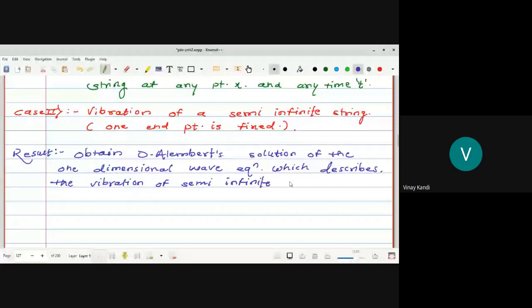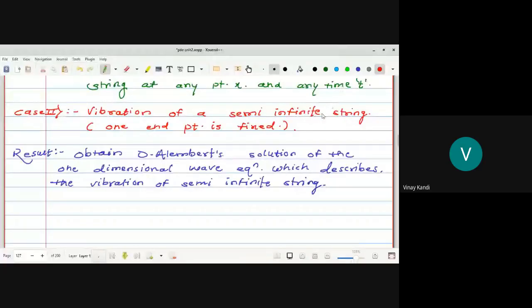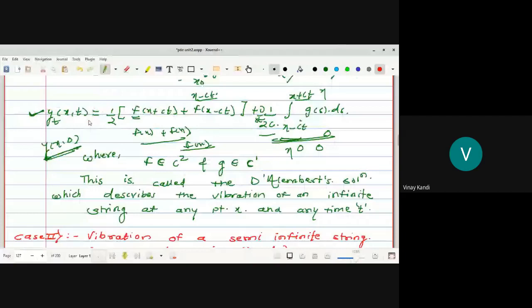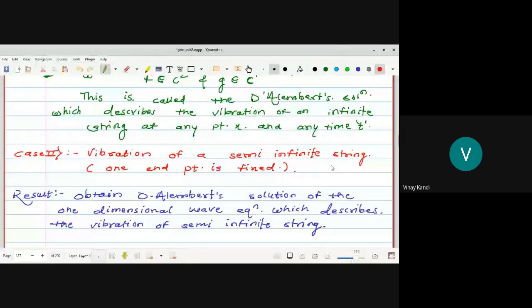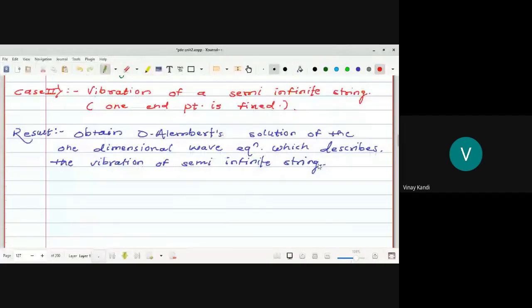Now look at the solution. By the previous case, we have the vibration of a string. The solution of the vibration of a string is given by y of x is equal to this one. This is the solution of the vibration of an infinite string. Using this equation, we have to solve for the semi-infinite string.